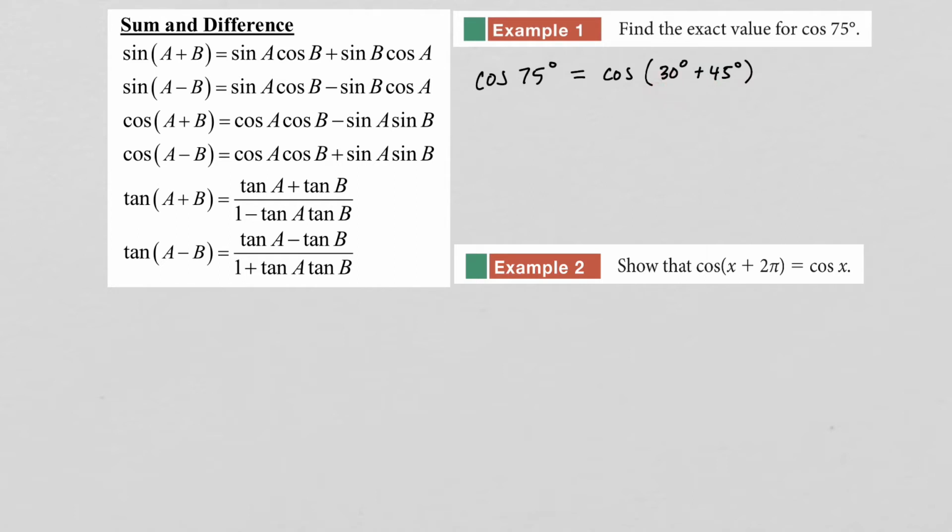So you see what we have now? We have the cosine of one angle plus another angle. So we should be looking at this formula. So for us, the value of A is 30 degrees and the value of B is 45 degrees. So we are going to use the cosine of A plus B is equal to cosine A, cosine B minus sine A, sine B, with A equals 30 and B equals 45. And so if we plug that into the formula, we get the following.